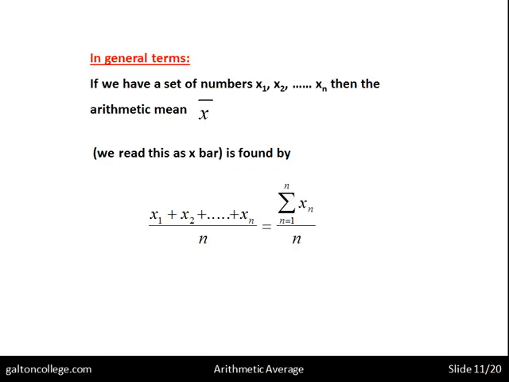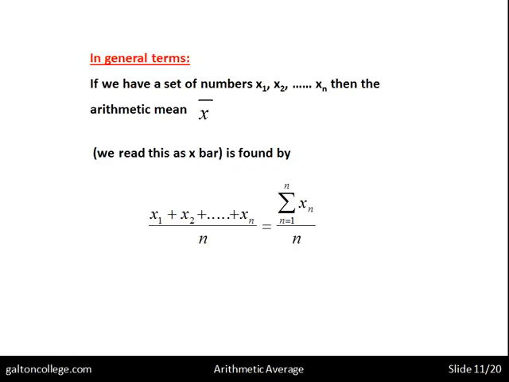So in general, if we have a set of numbers, just call them x1. We don't know what the numbers are, just a set of numbers: x1, x2, where x2 is obviously a different number to x1, x3, x4, and so on until we get up to xn. So we have a set of numbers, and we'll say there are n numbers, where n is whatever the size of the set is. We might have 6 numbers, in which case n would be 6.